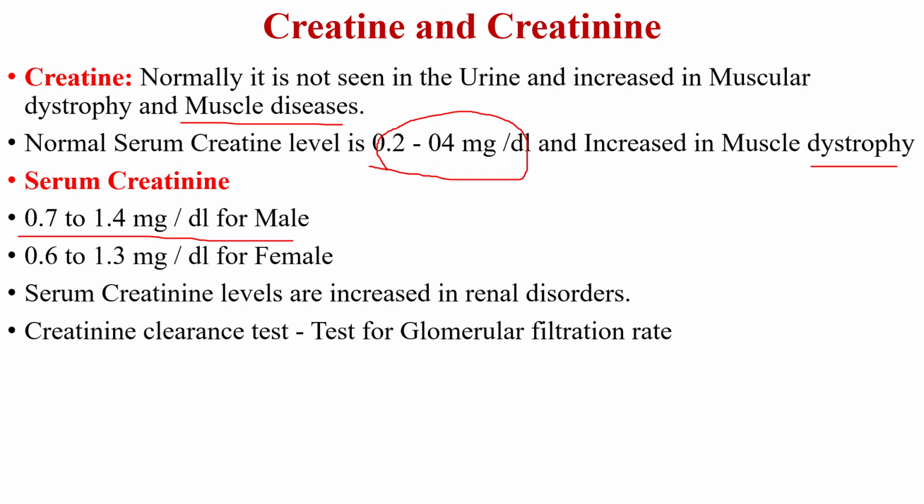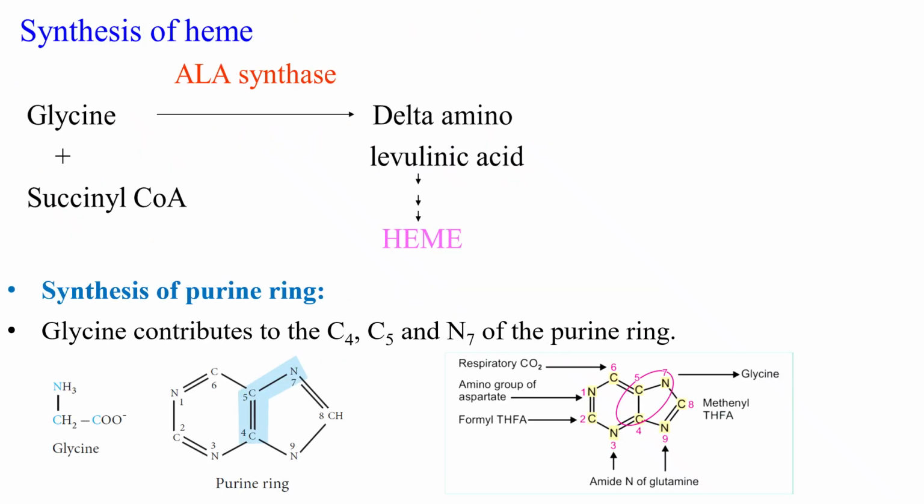Serum creatinine levels are increased in renal disorders. And the creatinine clearance test is a test for the glomerular filtration rate. It means that if you want to check the GFR, one of the tests to identify the function of the GFR is the creatinine clearance test. Next is the synthesis of heme. So how is heme synthesized?